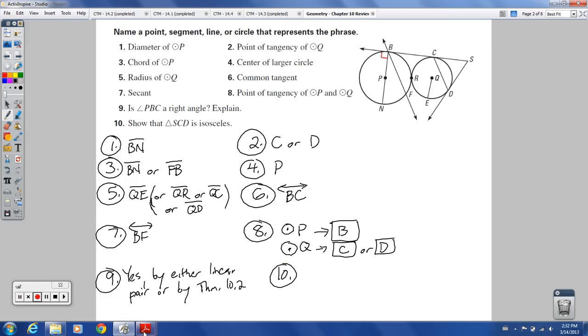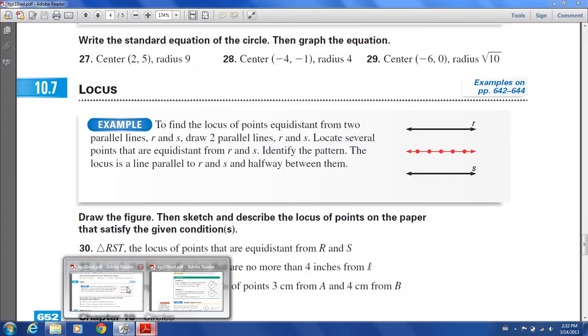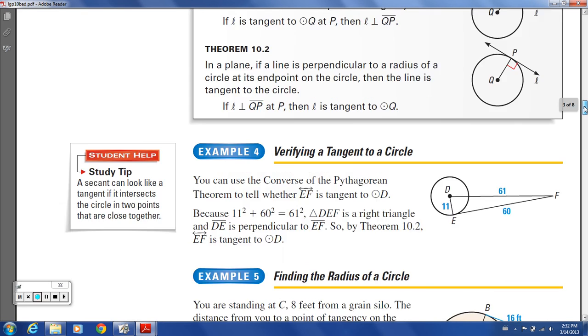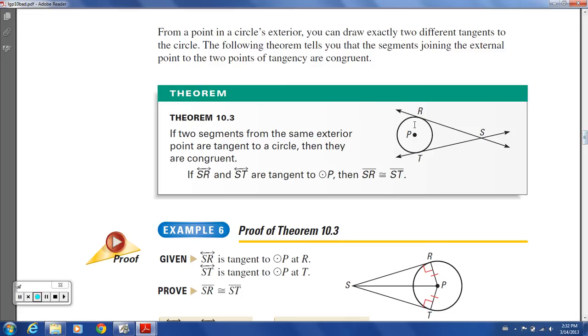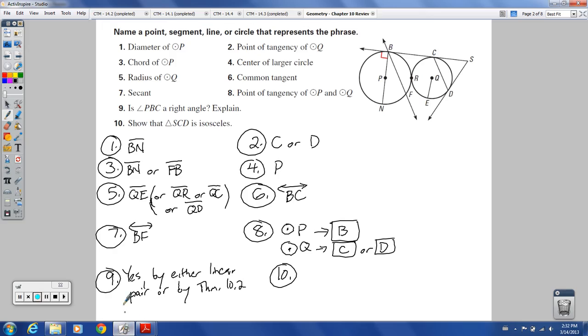And then show that this is isosceles. I can go back to this right here, and there's another theorem that would help me determine that. This one says if you have two tangents, then the segments here and here that are tangent are going to be congruent. So this is theorem 10.3, and that's where I want to go.